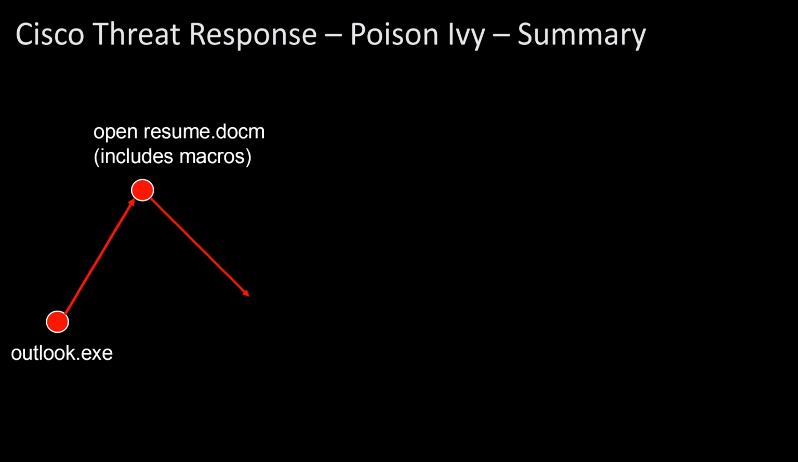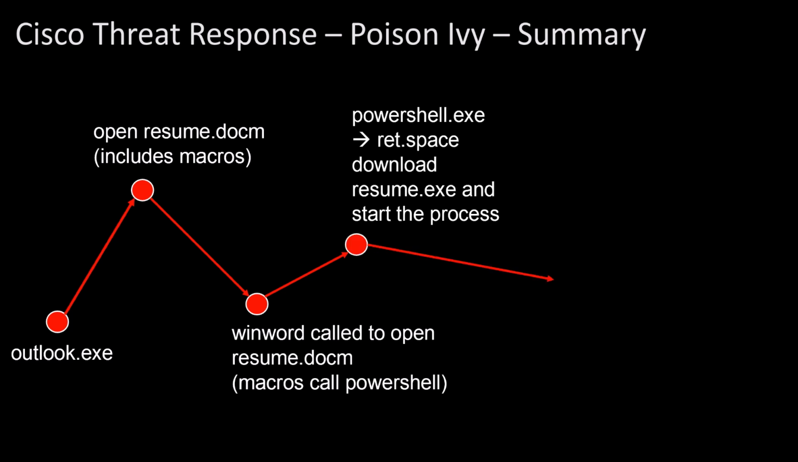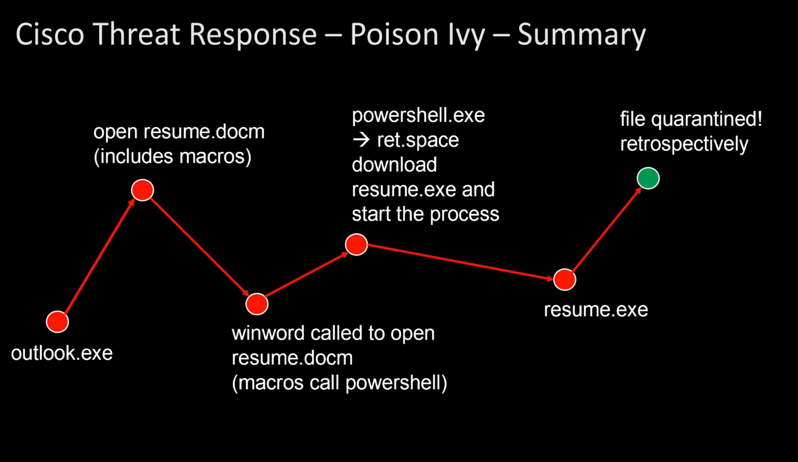It opened resume.docm, which included macros. We know that Windward then was called to open the resume, right? Then PowerShell went out to ret.space, downloaded resume.exe, and started the process. And then we had a retrospective event, right? Okay, cool.